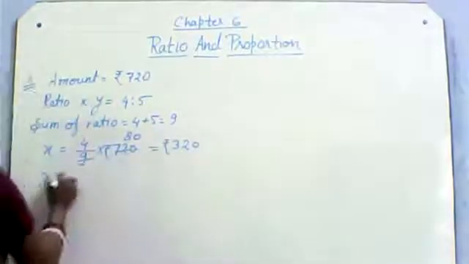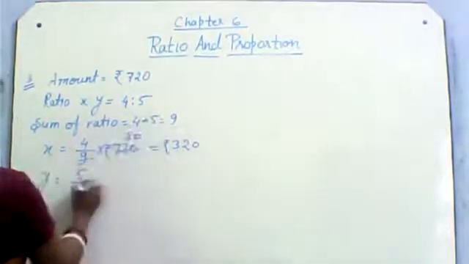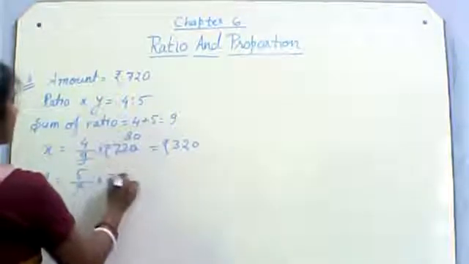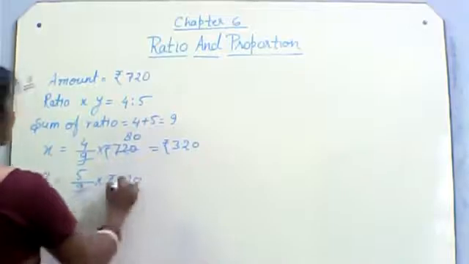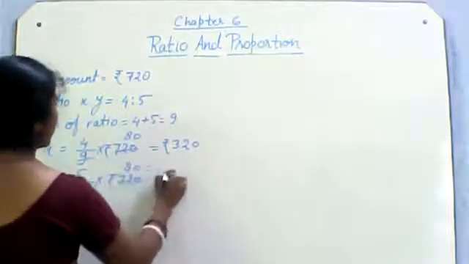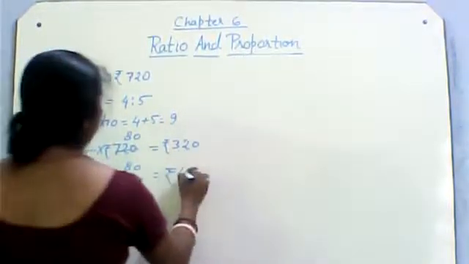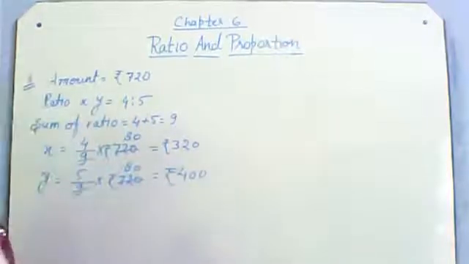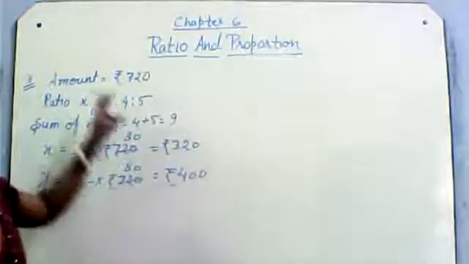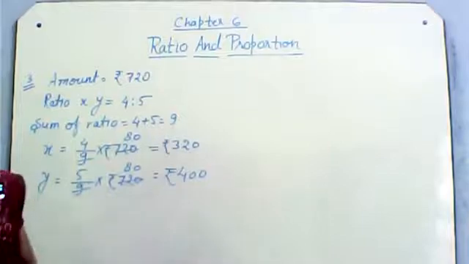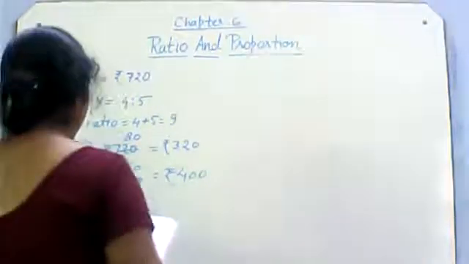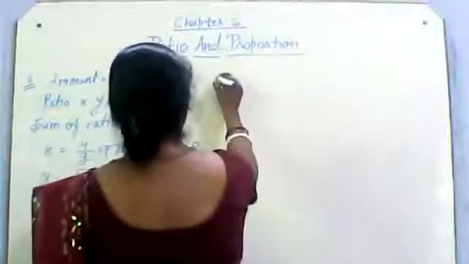Why? That is the second part, 5/9 into rupees 720. 80, this will be rupees 400. When you add it, you see 720 will come. Okay? Now, question number 5.